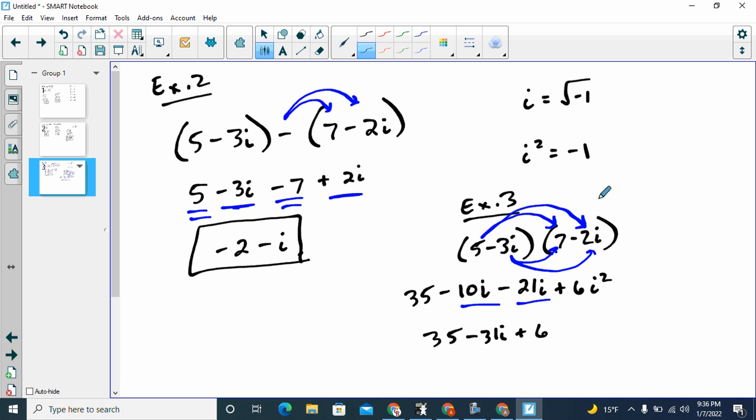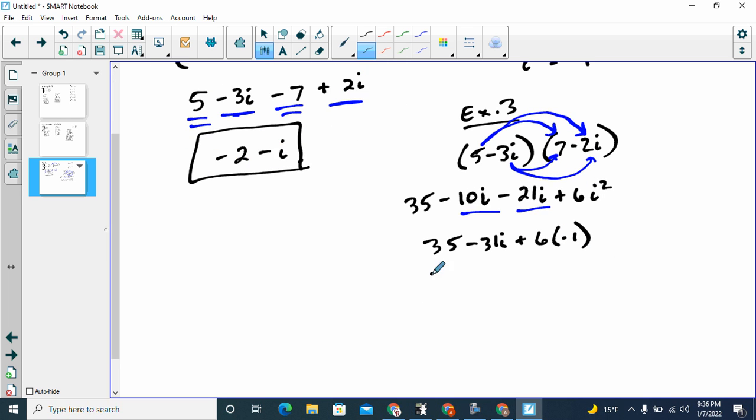And then don't forget, i squared is negative 1. So I'm just going to replace the i squared with negative 1, and I can continue to simplify. 6 times negative 1 is minus 6. 35 minus 6 is 29, minus 31i.